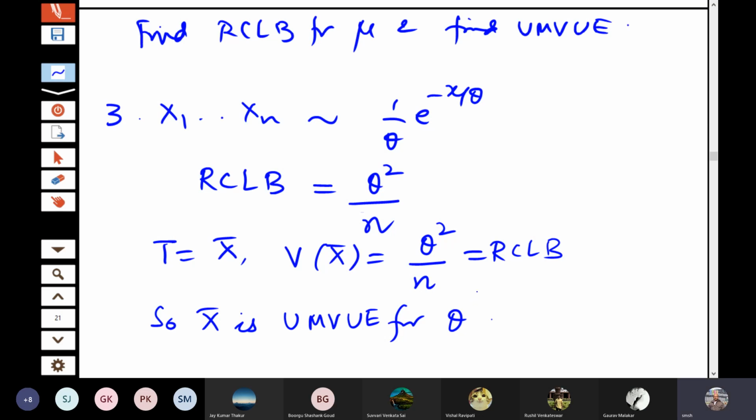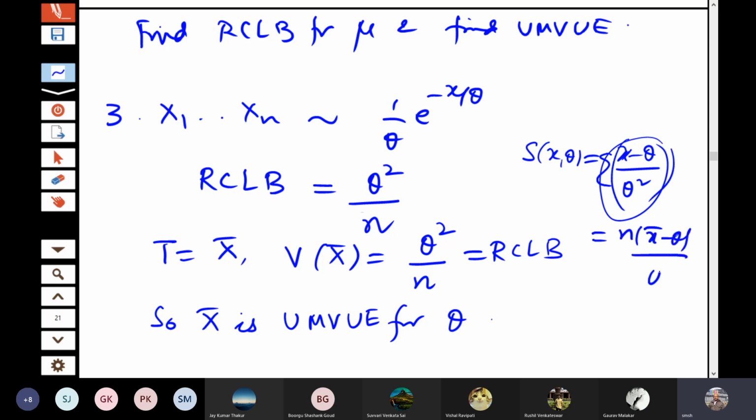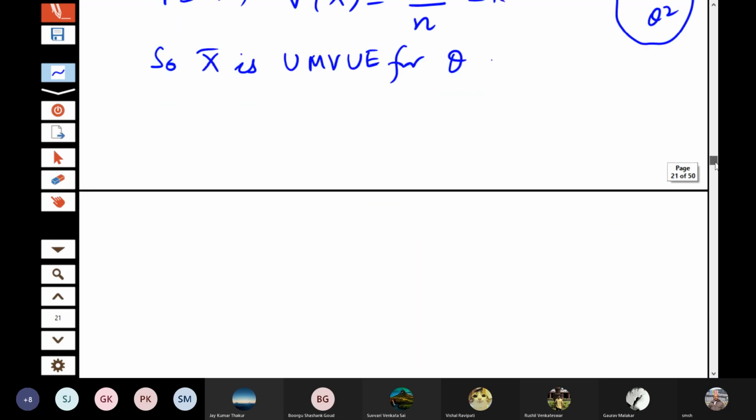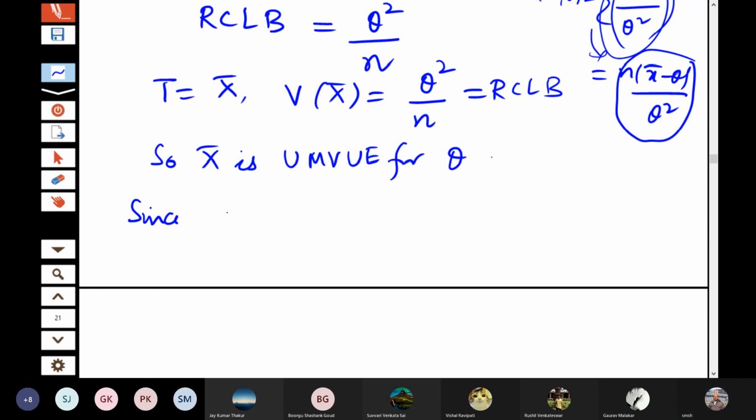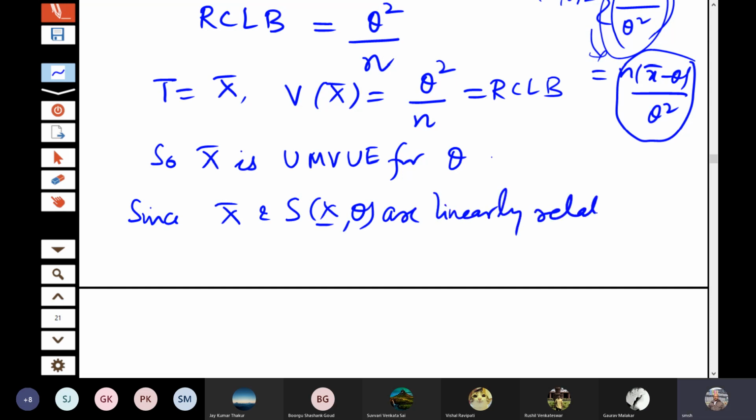Also, if you look at the S_x(theta) term, what is S_x(theta) here? That is (x minus theta) by theta square. If I consider the summation, it is nothing but n(x bar minus theta) by theta square. So this is a linear function of x bar. Since x bar and S_x(theta) are linearly related with probability 1.